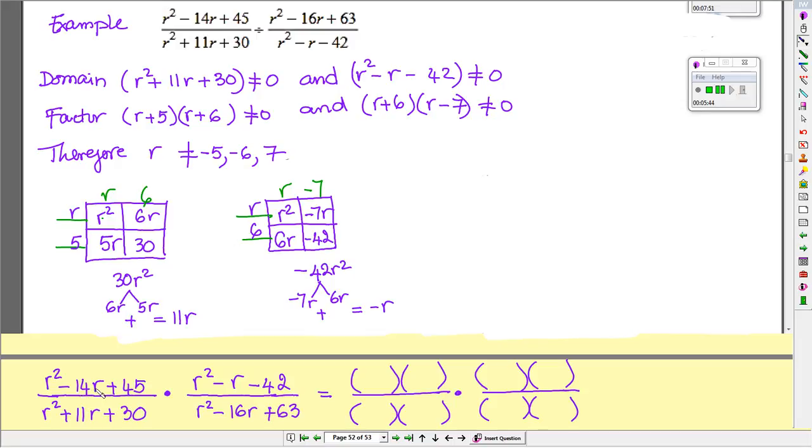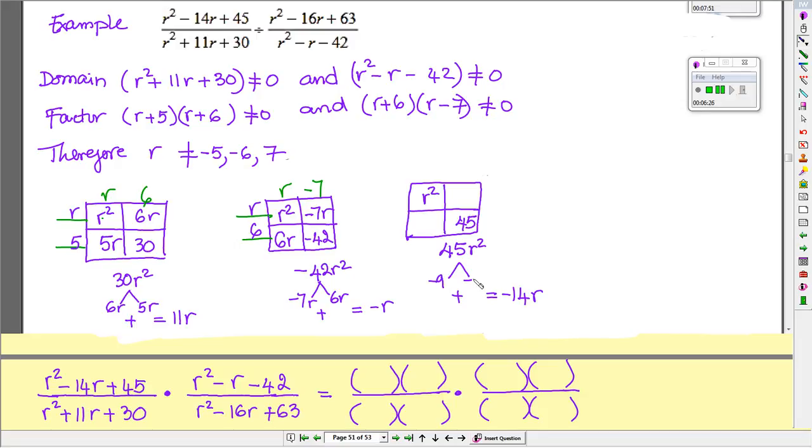Okay, so let's start with the r squared minus 14r plus 45. So I'm going to go ahead and continue right here. I'm going to sketch a square, and in the top left corner put r squared. In the bottom right corner put 45. So I'm going to multiply these to give the two terms 45r squared. And we're going to find the factors and make sure that the sum of the two factors is equal to negative 14r.